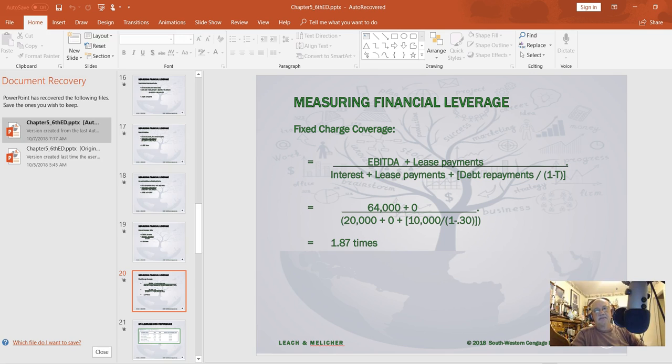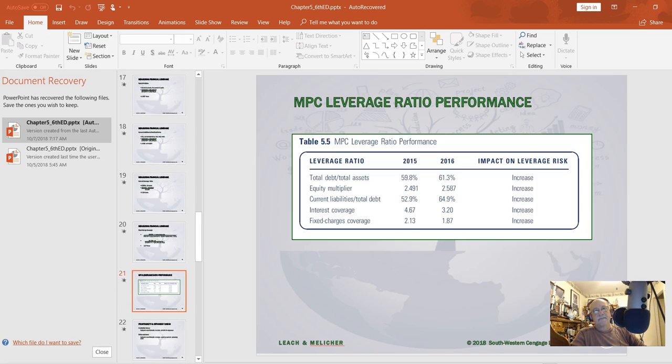I said we were going to skip this one, so we'll skip slide 20 here. All right, so here's just a table that shows the different ratios we calculated from 2015 to 2016, and the impact on my leverage. Leverage is how much I lever it out. So you can see I'm increasing my leverage because all these ratios are going up.